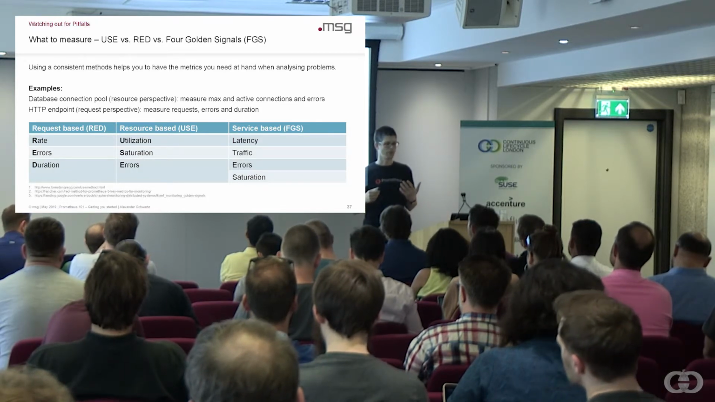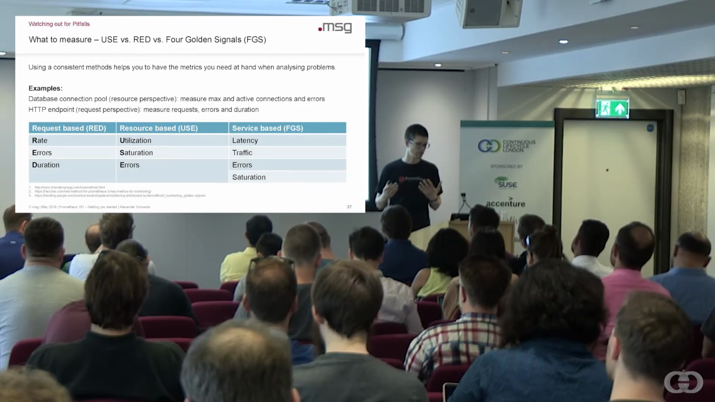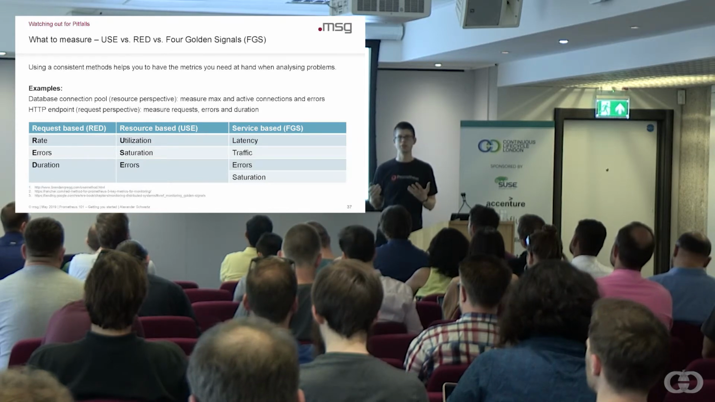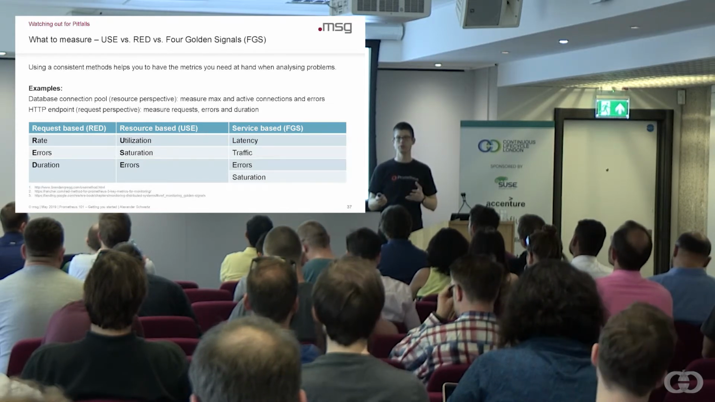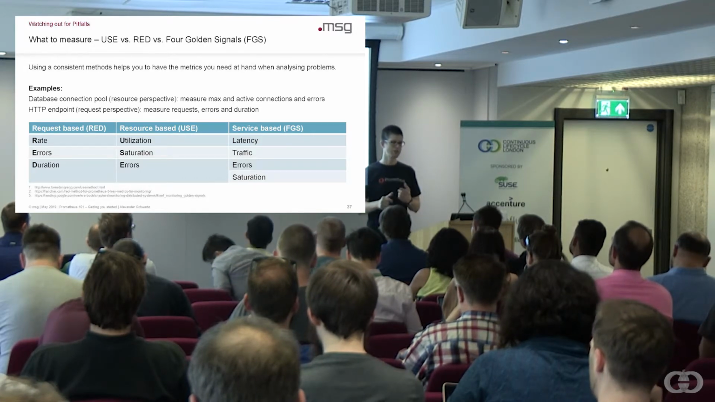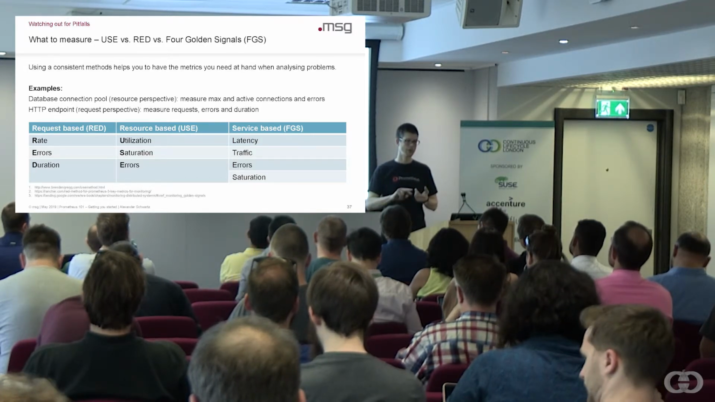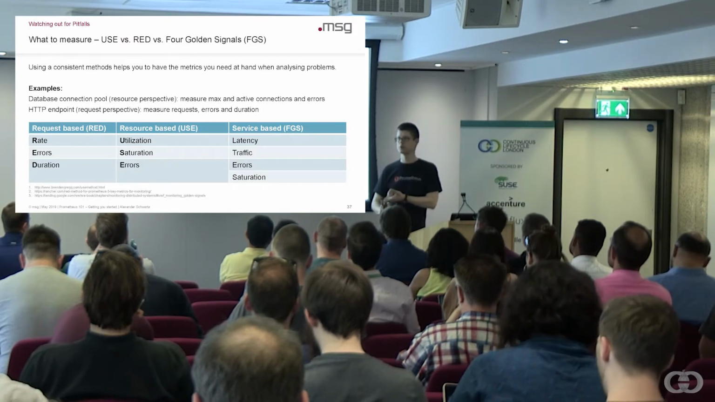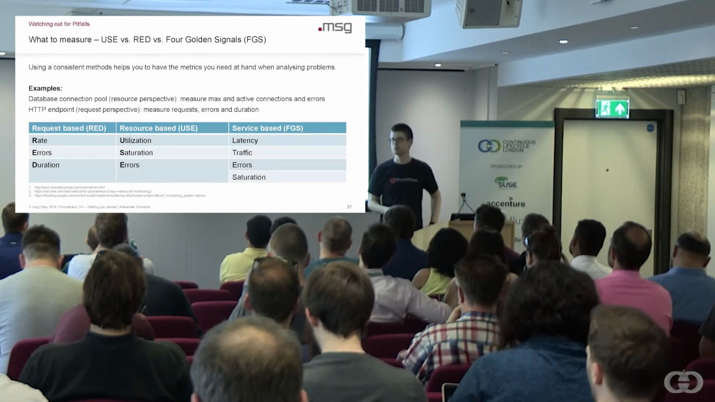Think of these more like a mental checklist. Whenever you add a new resource to the application, something new, you go through this checklist. How would I measure latency for this? How would I measure traffic? How would I measure errors? How would I measure saturation, for example, of a database pool?